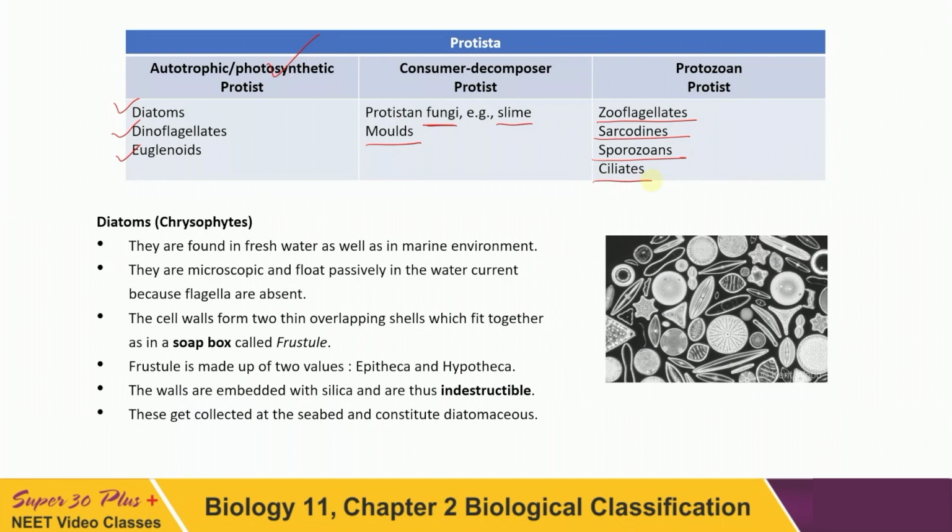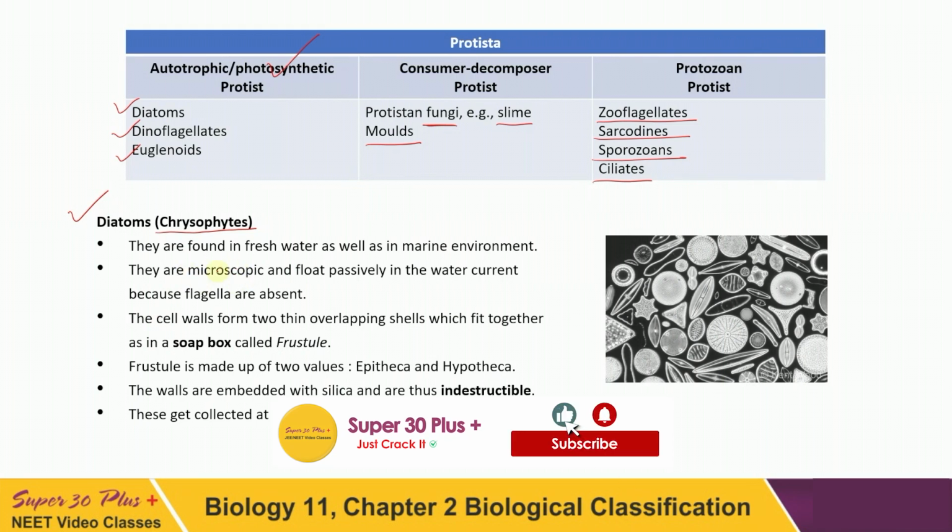Right? Come to the first group, we have to discuss diatoms, that is chrysophytes. These are chrysophytes. These are found in fresh water as well as in marine water.